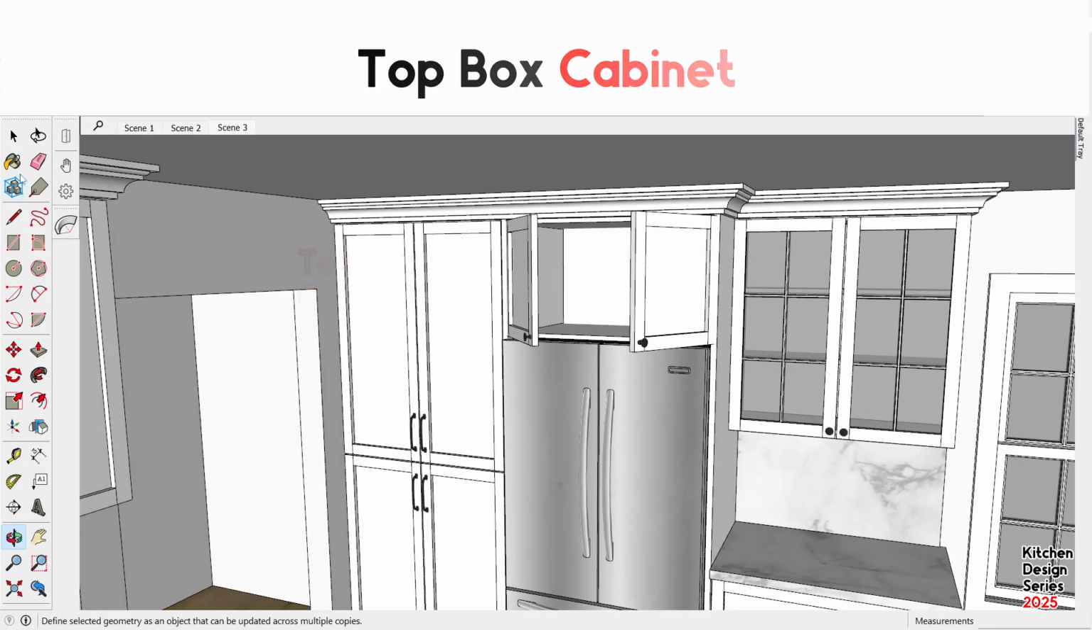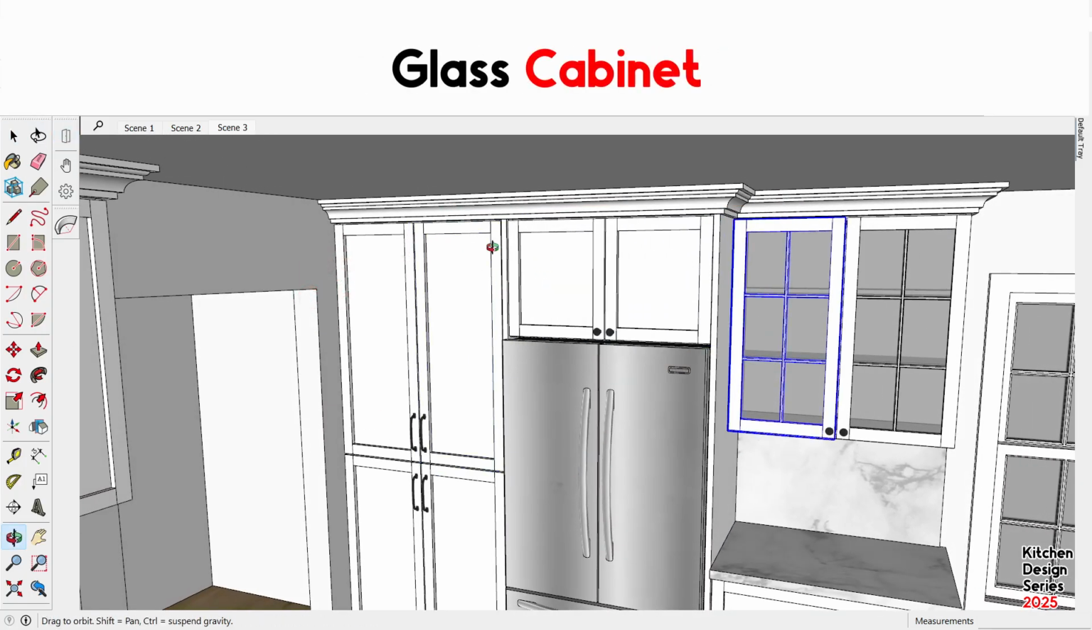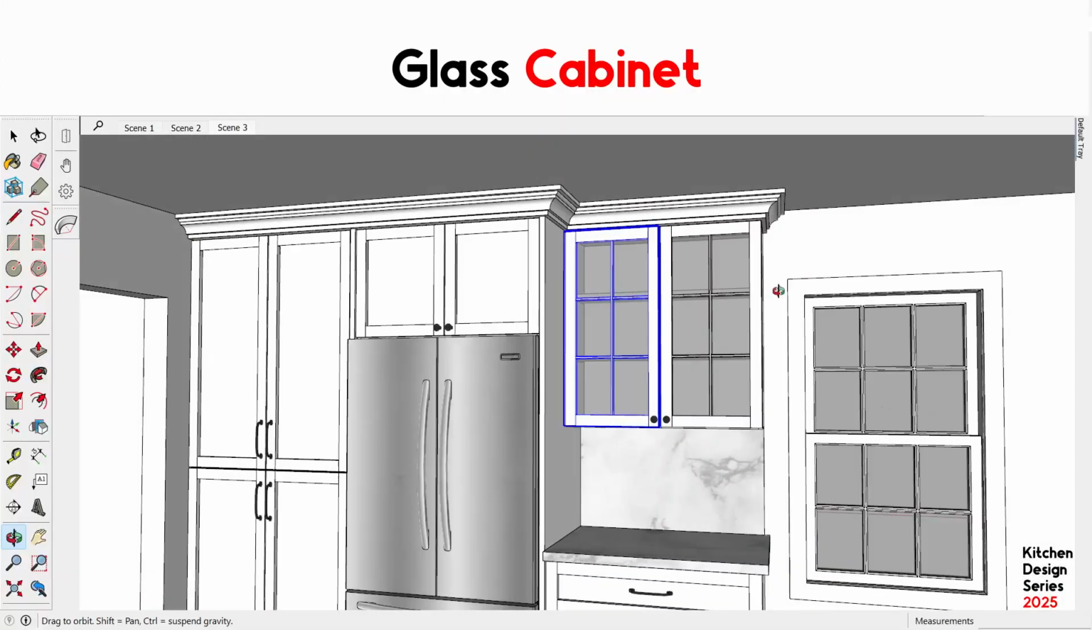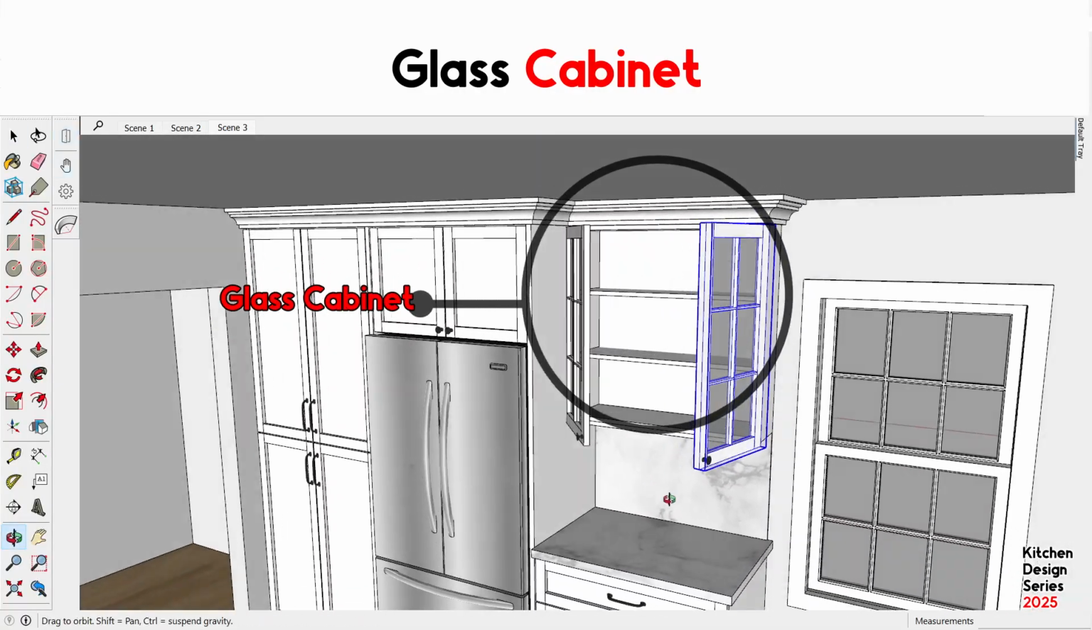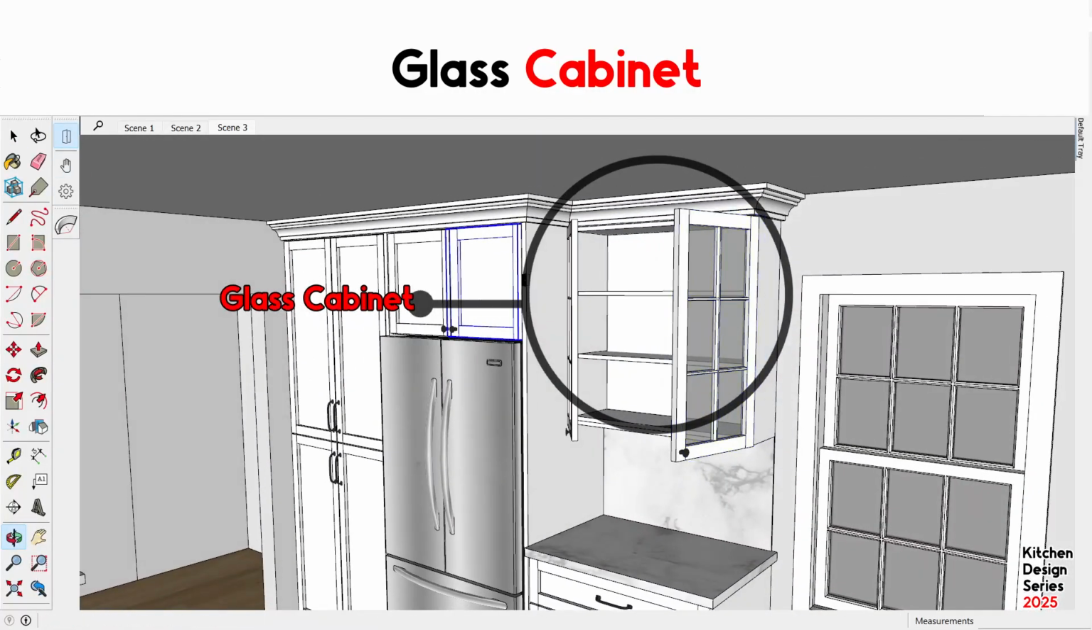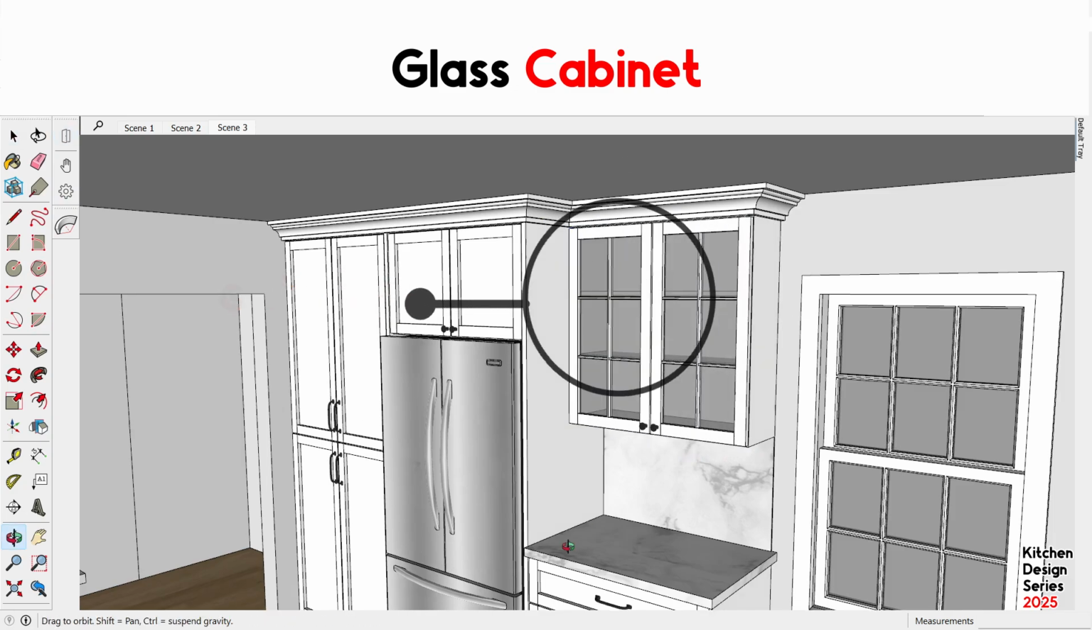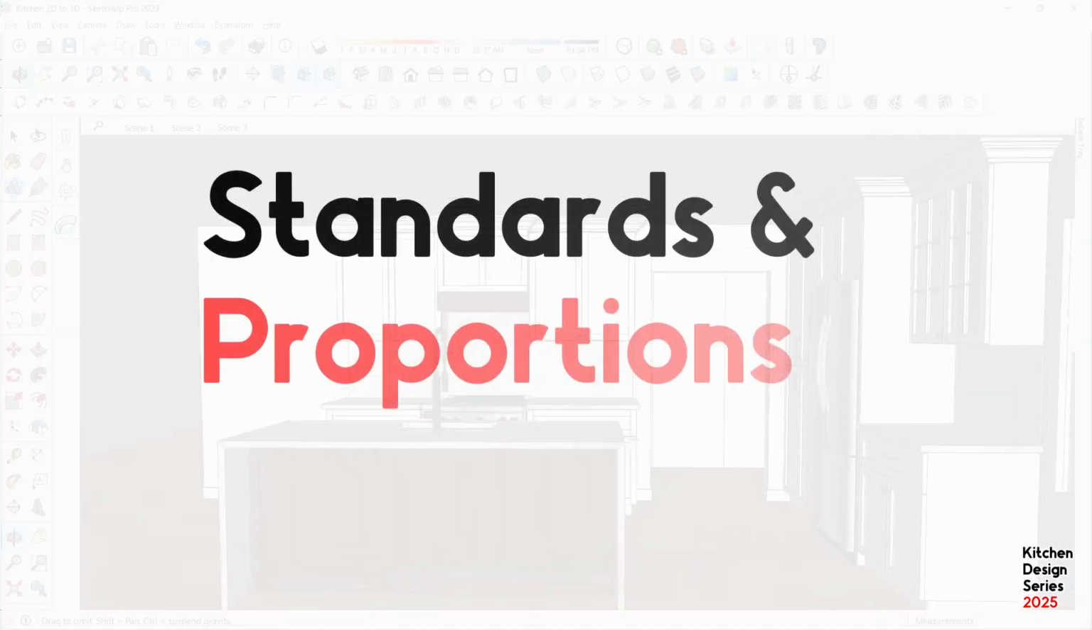Then the top box wall units are smaller cabinets, like standard wall units, ideal for extra storage or for display purposes. And lastly, we have the glazed cabinets. These are standard cabinets, usually used for wall cabinets, but they feature a glass door and give a sense of openness and style to our kitchen space.